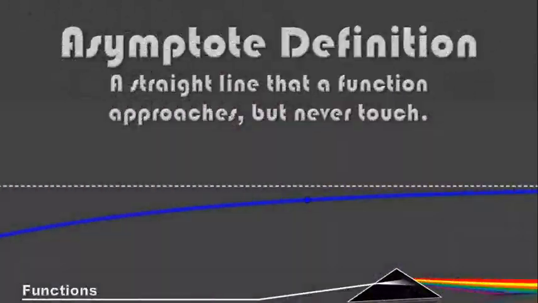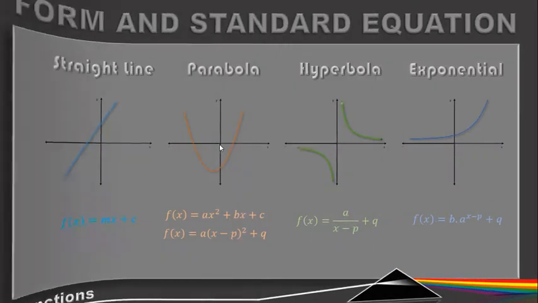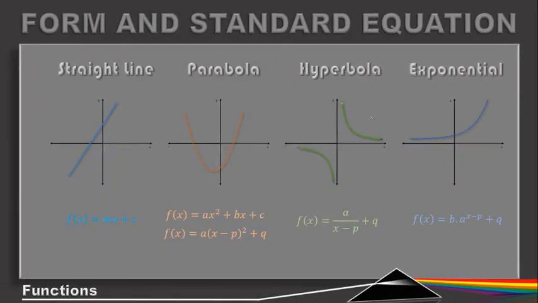Now let's look at some asymptotes. An asymptote is simply a straight line that a function approaches but never touches. So from our four basic functions, the functions that do have asymptotes are firstly the hyperbola. It's got a vertical asymptote over here, and it's got a horizontal asymptote over here.